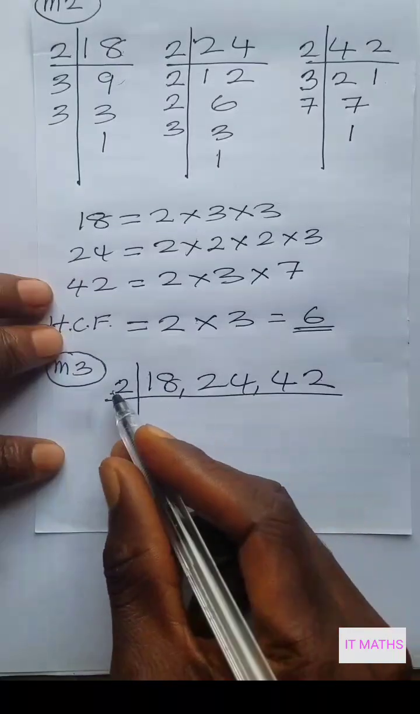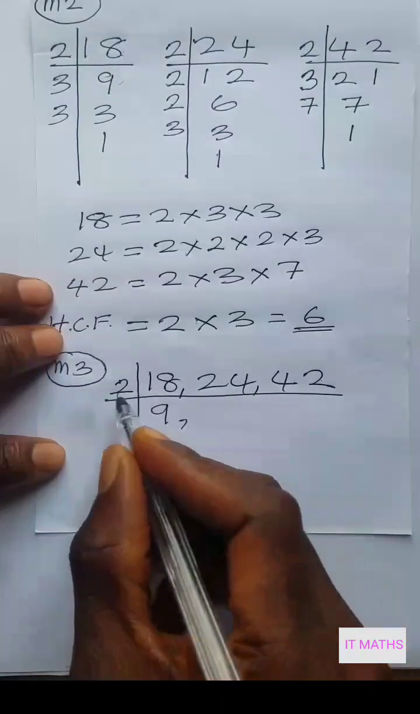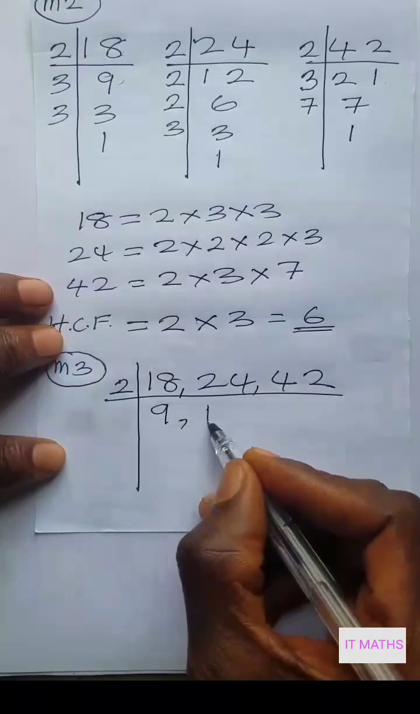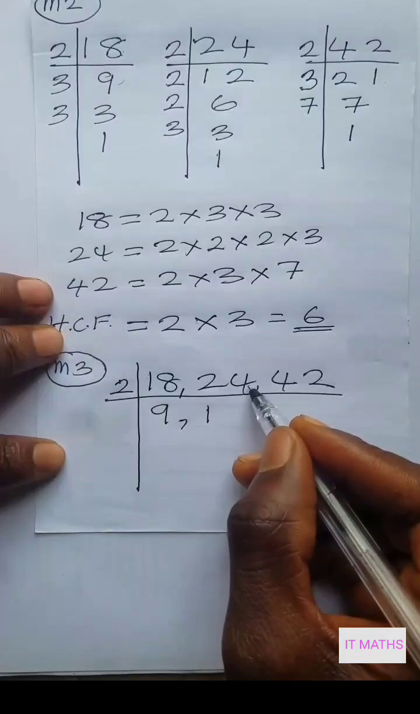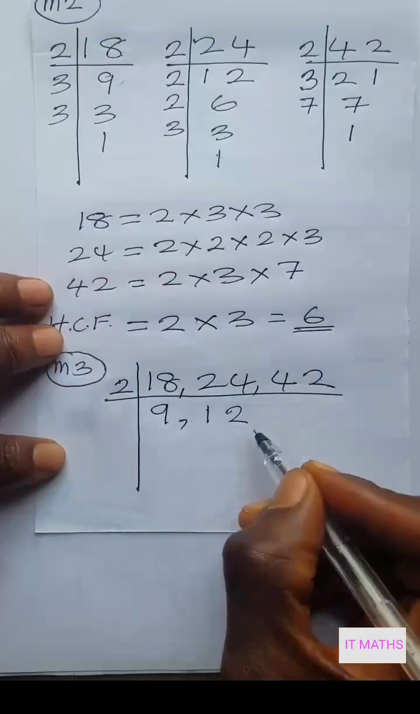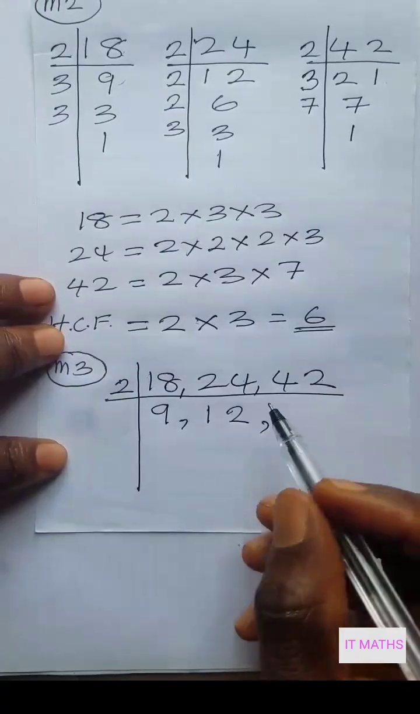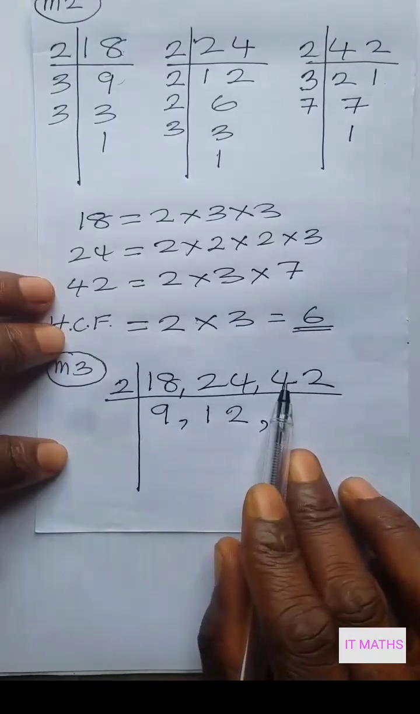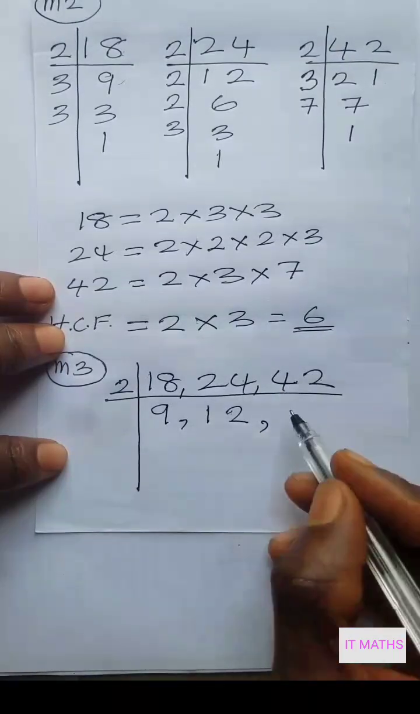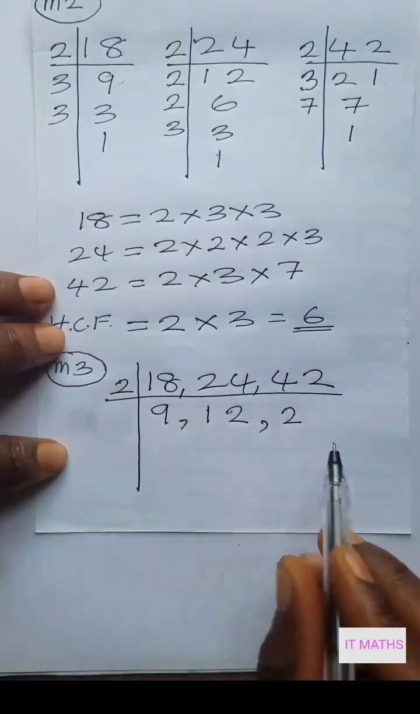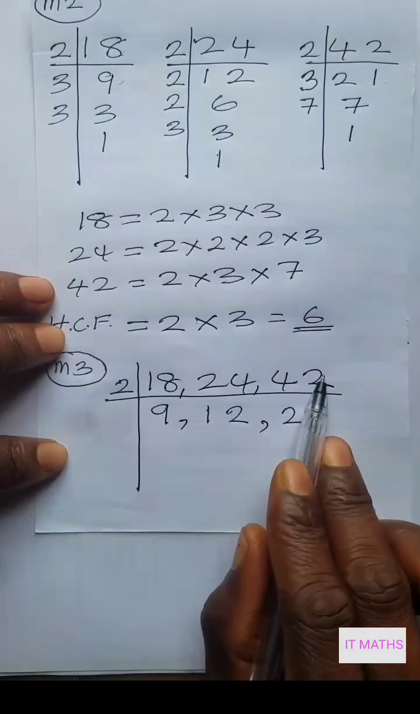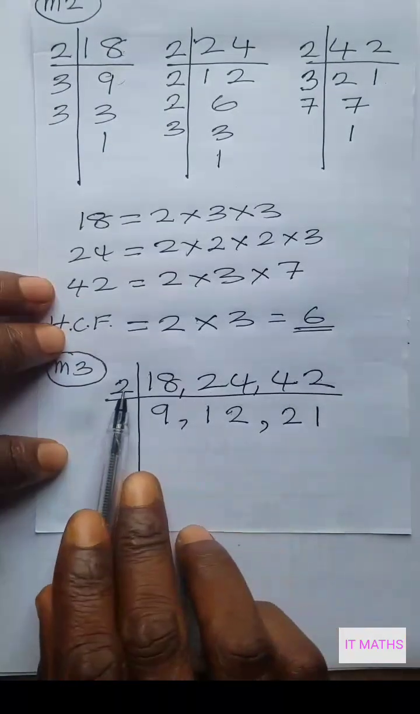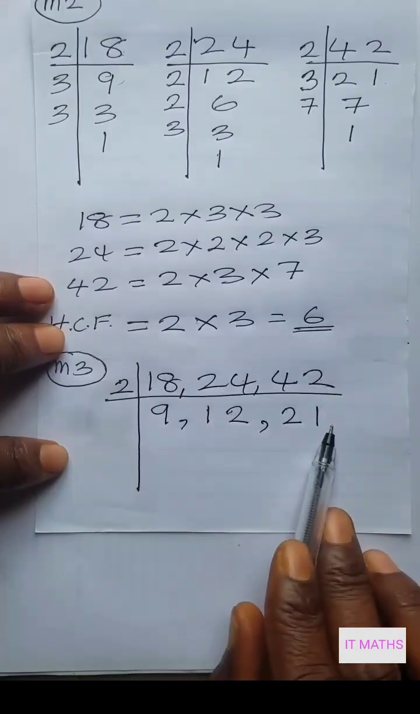2 goes into 18: 2 times what gives 18? 9. 2 goes into 24: 2 goes into 2, 2 times what gives 2? 1. 2 goes into 4: 2 times what gives 4? 2. So that's 12 for 24. 2 goes into 42. We do it digit by digit. 2 goes into 4 is what? 2 times 2. So 2 goes into 4 is 2. 2 times what gives 2? 1. So that's how we get that 2 goes into 42 as 21.